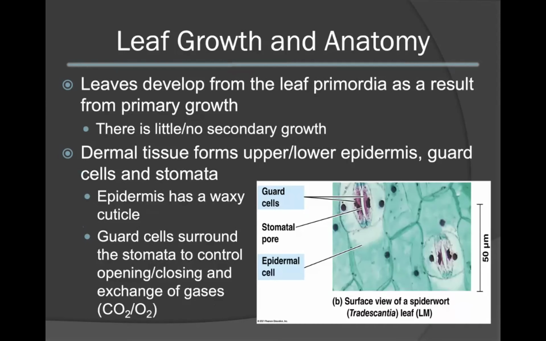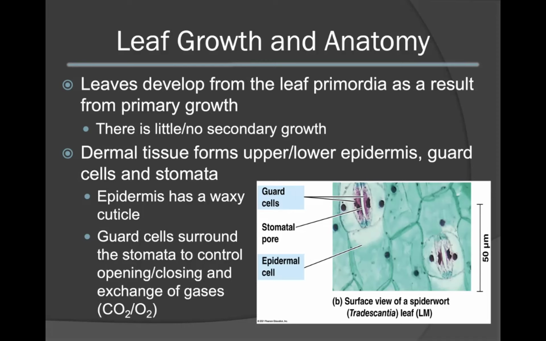We're now going to examine the growth of the leaf. Leaves develop from the leaf primordia and are a result of the primary growth process. This means there is little to no secondary growth, or adding or contributing to the girth of the leaf. The dermal tissue will form the upper and lower epidermis, the guard cells, as well as the stomata. The epidermis has a waxy cuticle to once again prevent desiccation.